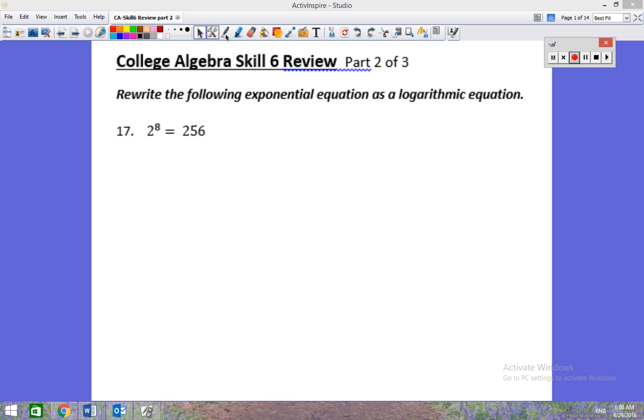It's asking us here to rewrite the following exponential equation as a logarithmic equation. So we have a log, and we want to identify the base for this equation, and the base is 2. The argument is 256, and the exponent, a logarithm equals an exponent, and that is 8. So it's very pattern oriented. That's all you have to do for that problem.